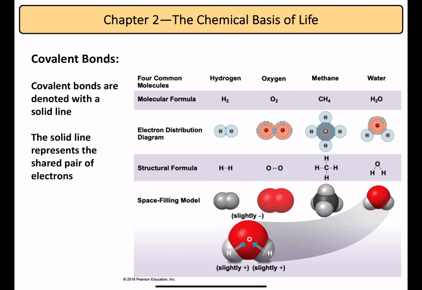Now, there are various ways that biologists and chemists draw out covalent bonds. I'm going to teach you 2 different ways.